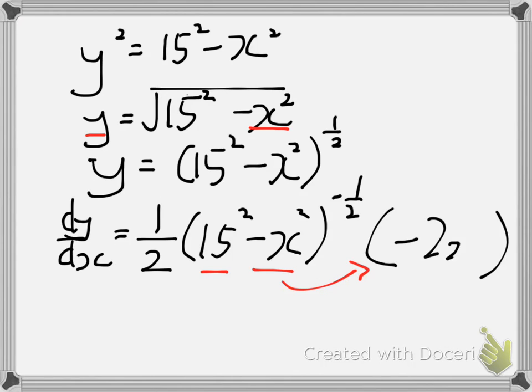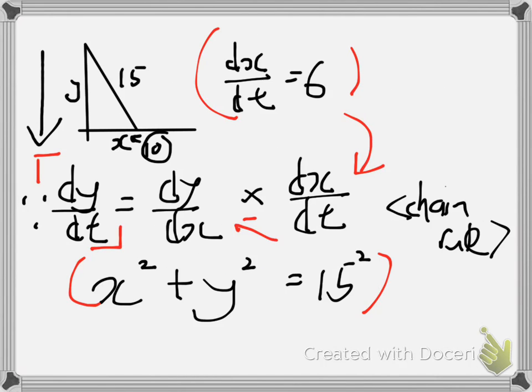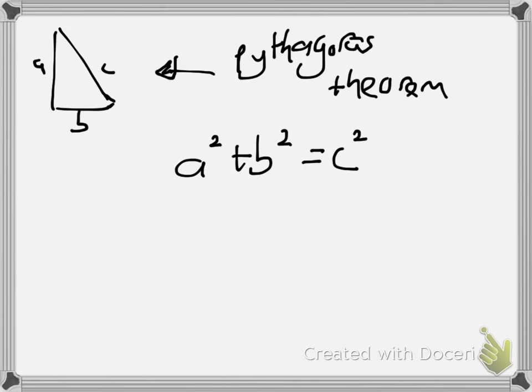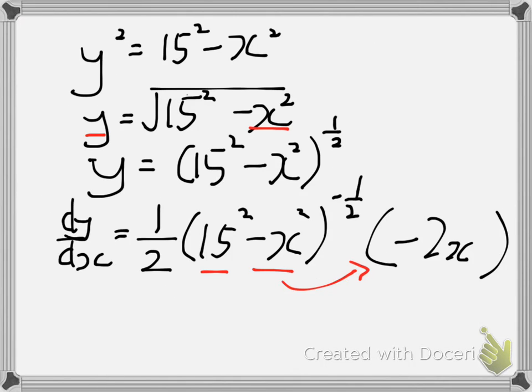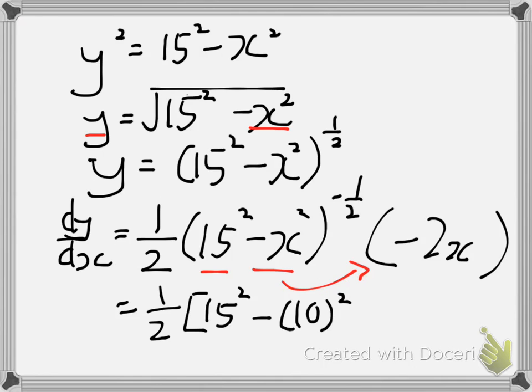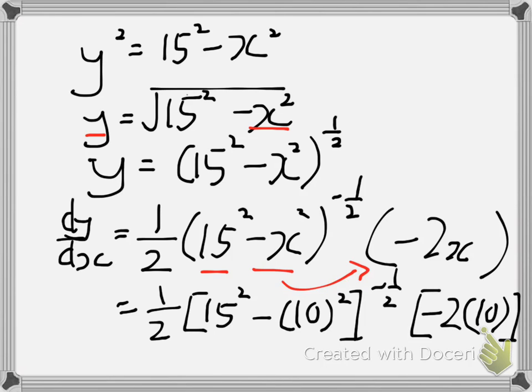minus 2x. Okay, so just now we have x equals to 10 over here, so we can straight away substitute into here. Okay, I'll do it out. So 1 over 2, 15 squared minus 10 squared, and then we label this over here, and then minus 2 times 10 over here.